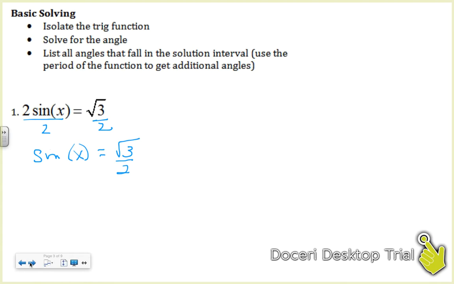My first advice when you're solving these problems is to first figure out in what quadrants this is happening. Sine is positive in the first and second quadrants, so those are the only two that we're going to look at. We're looking for when the y value is square root of 3 over 2, and my x will be at pi over 3. Then I'm going to go to quadrant 2, and when is my y value equal to square root of 3 over 2? That would be at 2 pi over 3. So those are my answers.